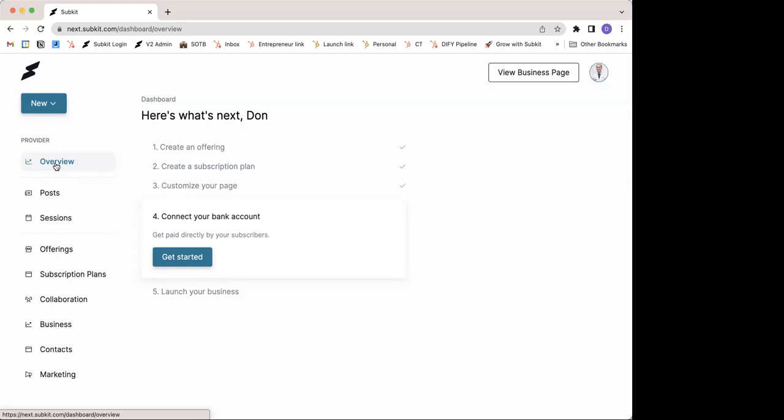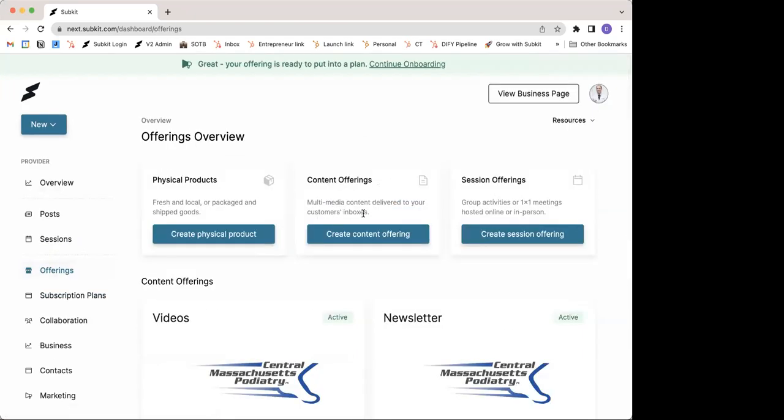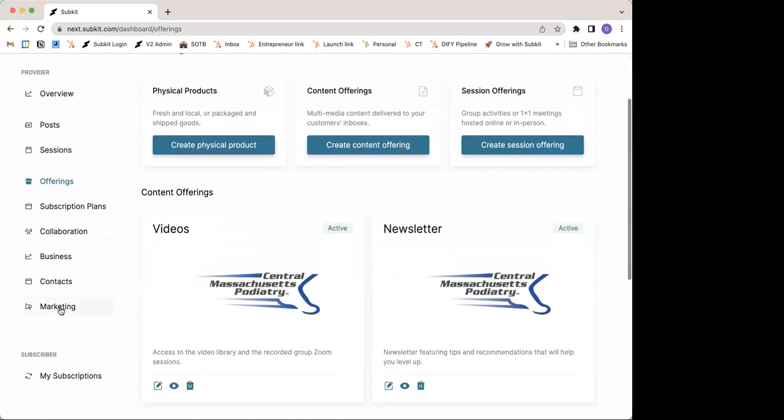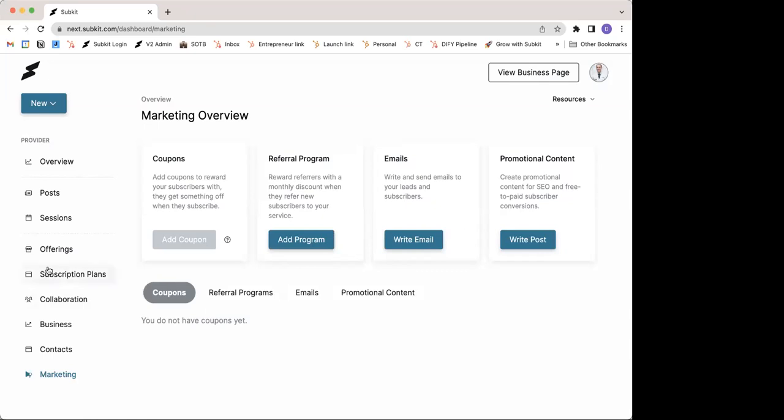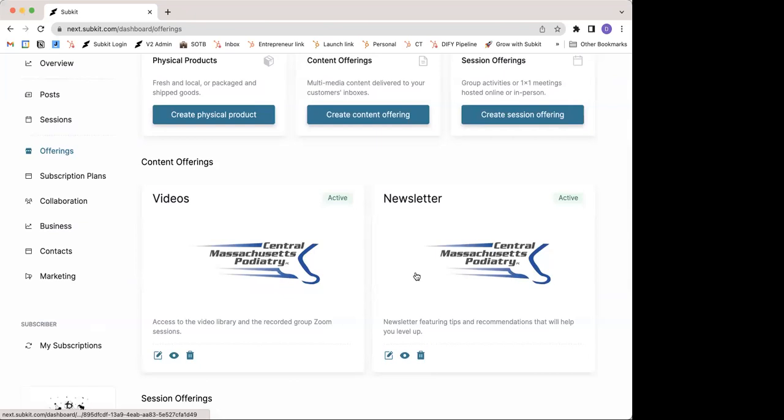Right. So that would fit nicely into the SubKit platform, right? Because we're talking about, again, content and session offerings that would then be built into a subscription plan. The only real difference is that we aren't really like Kajabi in the ability to host very interactive course content. You can absolutely host content on our platform in the form of, let's see, if I go to an offering like my newsletter here. So this is just a demonstration.